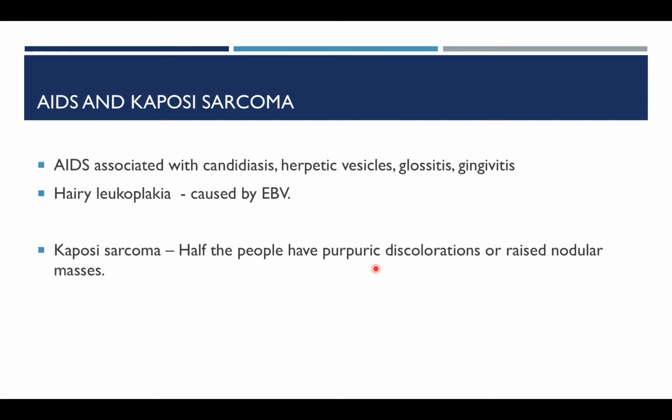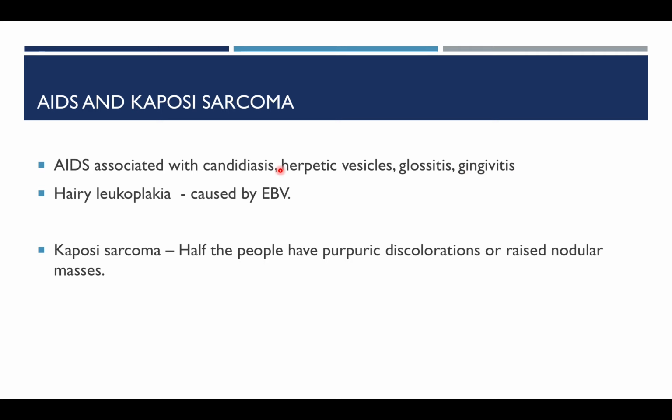So AIDS and Kaposi sarcoma. AIDS tends to be associated with a lot of oral lesions, as I've said before, candidiasis, herpetic vesicles, but also glossitis, which is inflammation of the tongue, and gingivitis, which is inflammation of the gums.